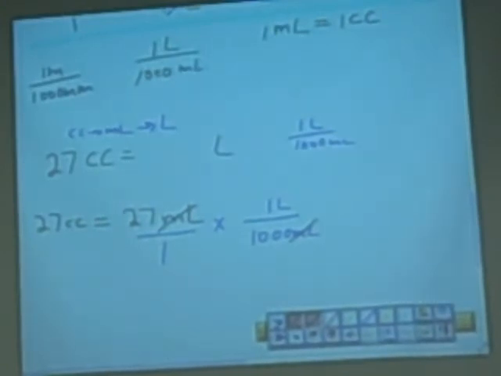Is that 27 going to get larger or smaller? Smaller. So we're moving the decimal to the left, 3 places: 1, 2, 3. Put a 0. And our units are liters. So 27 cc's converts to 27 milliliters, and cc's will always go to milliliters.